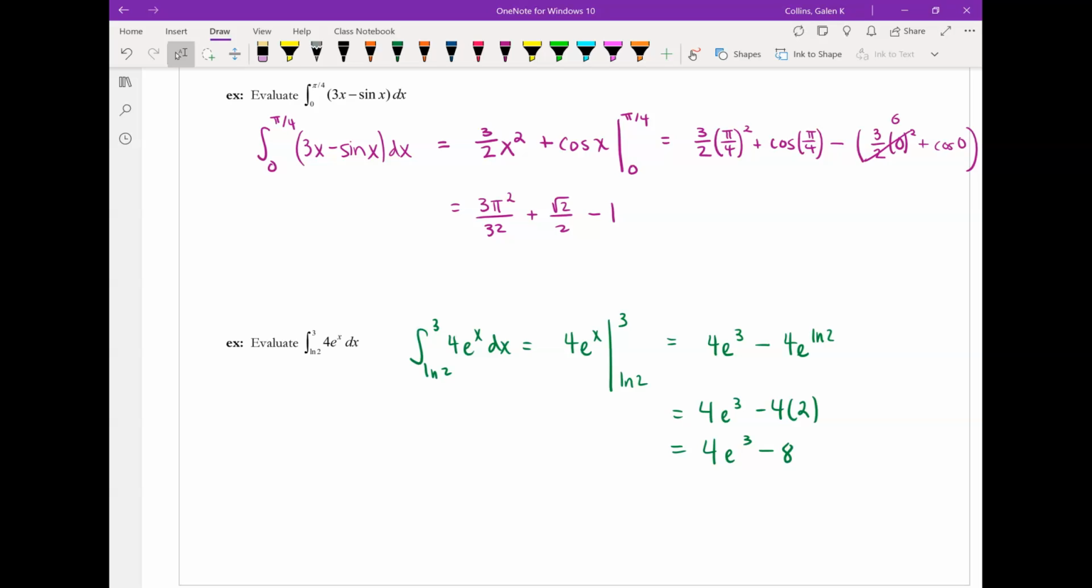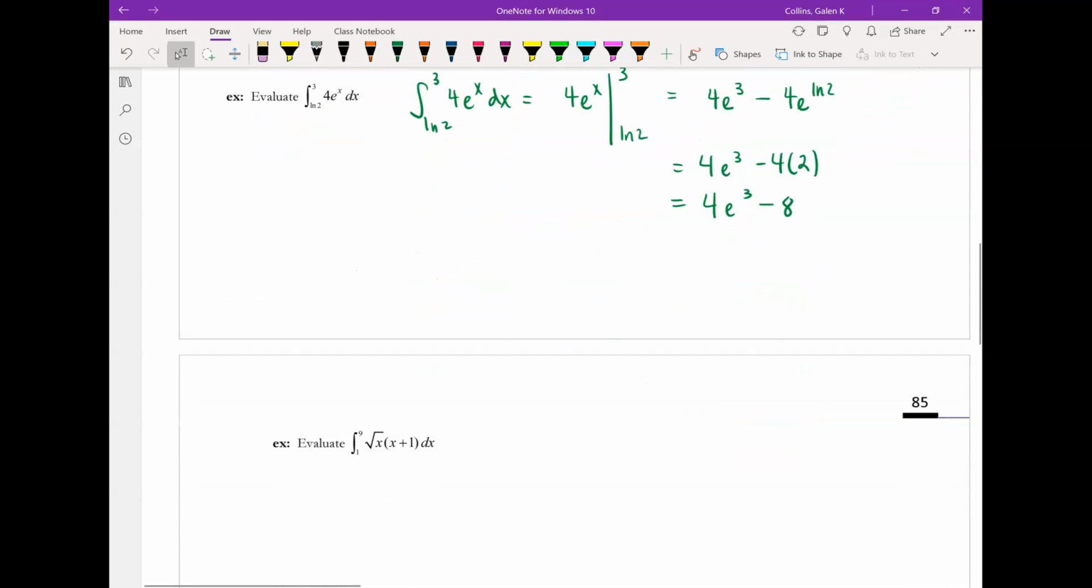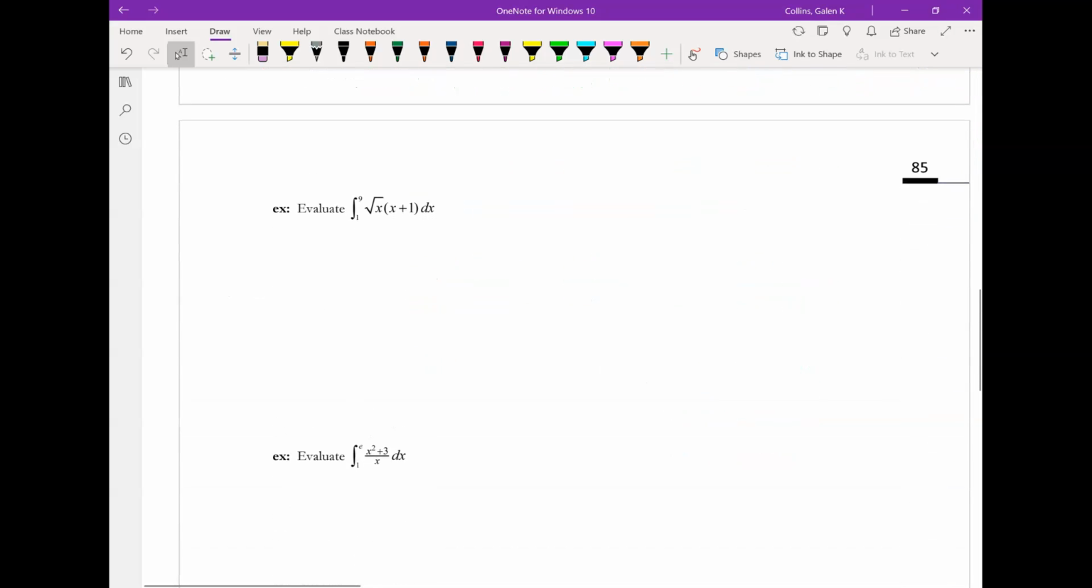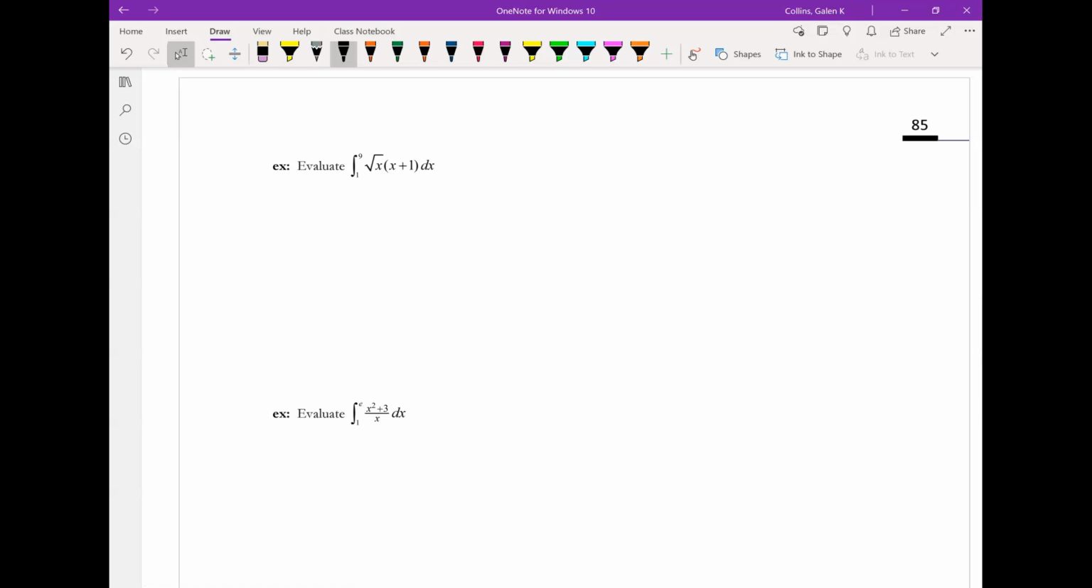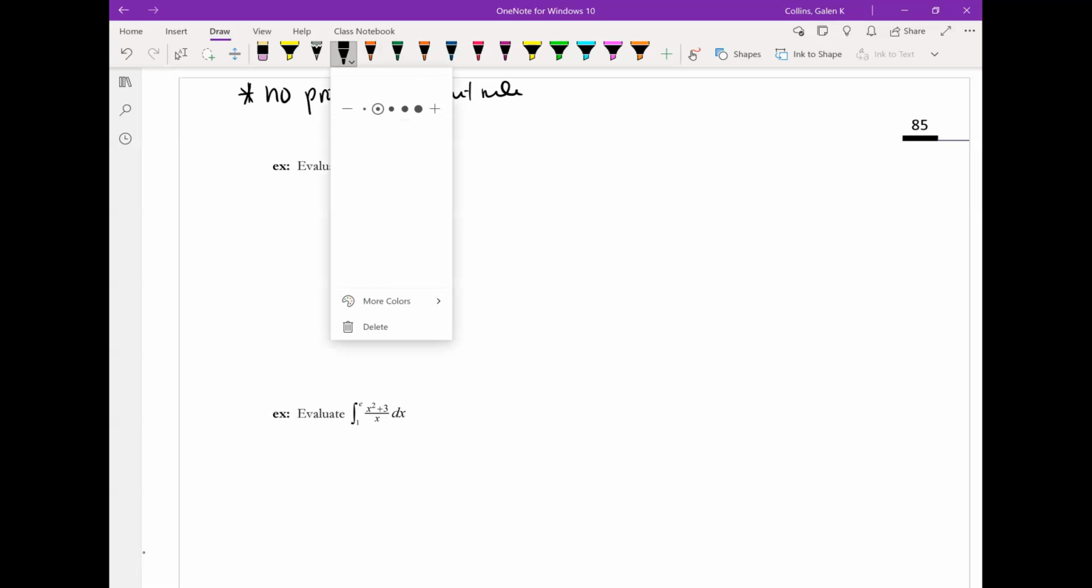All right, the next two that are on page 85 are a little more difficult because remember that there's no product rule and no quotient rule for integration. Okay, so we need to rewrite these before we can integrate.